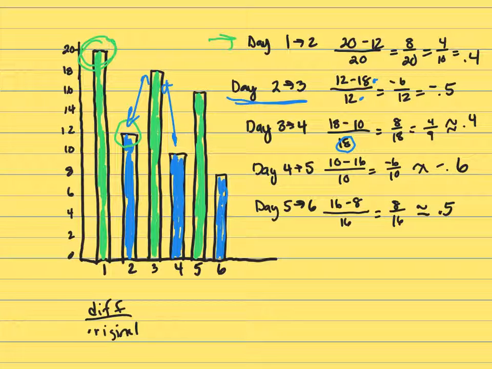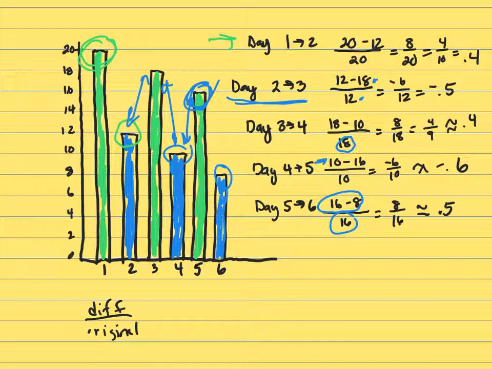And then day 4 to day 5. Where is that? That's this piece here. And that went from 10 computers to 16. So that's why I've got 10 minus 16 divided by 10. And that was about 60% negative, but whatever. And then day 5 to day 6, we're here at 16, and here we're at 8. We found that difference and divided by the original.